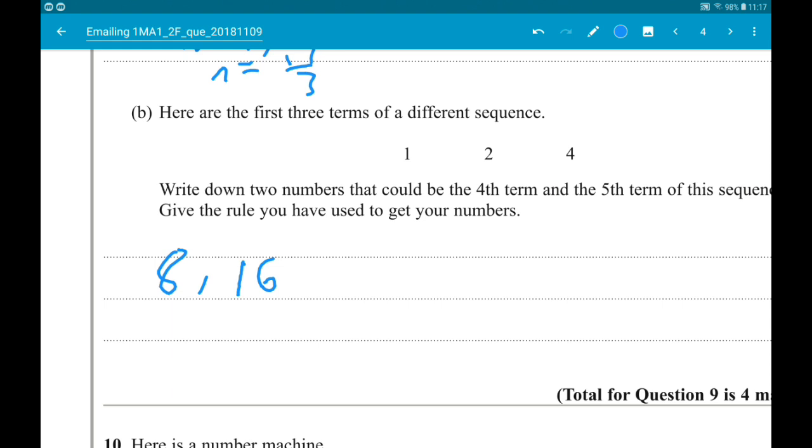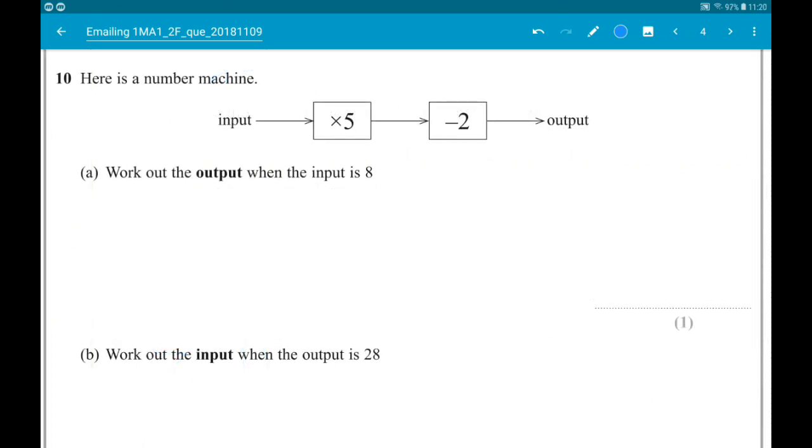The other one that we could use is that, first of all, to get from 1 to 2, we have added 1. To get from 2 to 4, we've added 2. So we could then add 3 to get 7. And then add 4 to get 11. So that's another possibility. The one I would go with is multiplying by 2. Simpler.